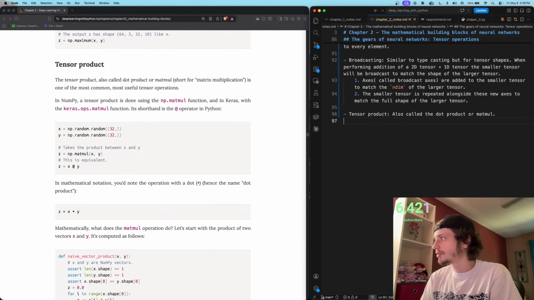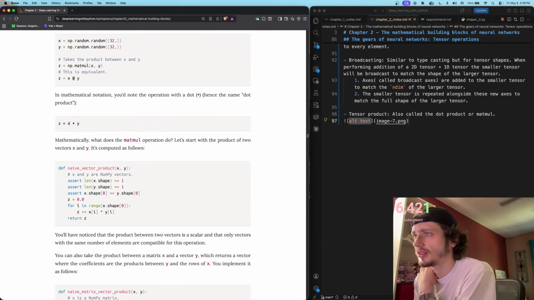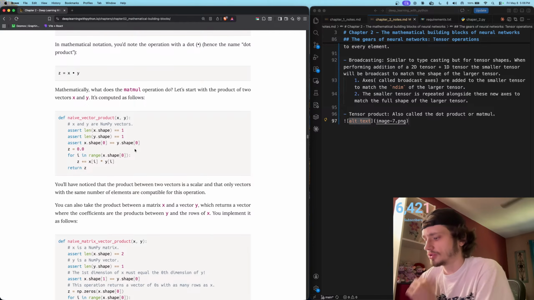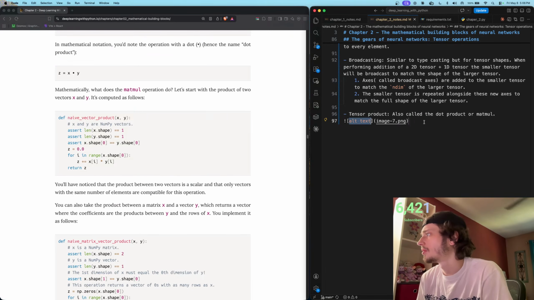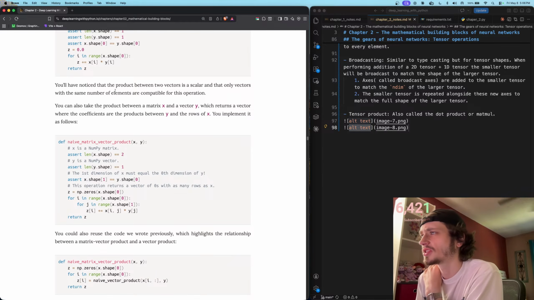This image here. In mathematical notation, you write this. So the dot product would look something like this in Python for a naive implementation. You'll have noticed that the product between two vectors is a scalar.